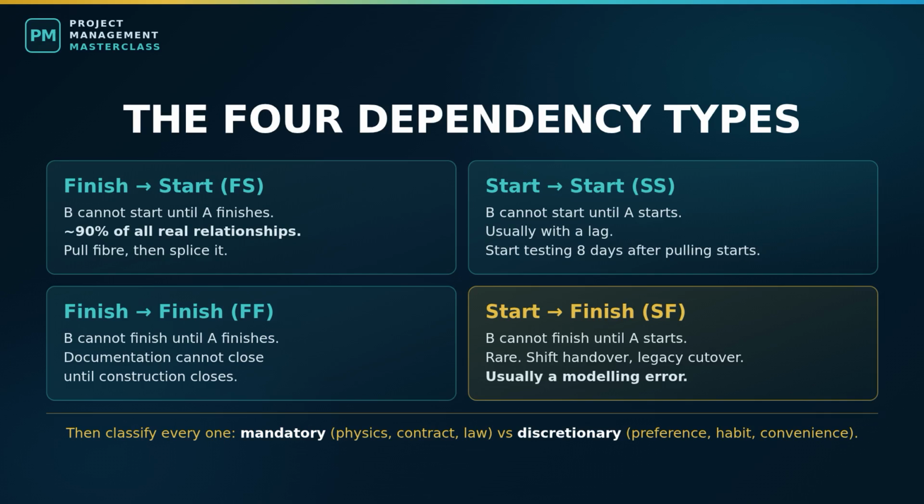External dependencies sit outside your organization: the municipality issuing the road cut permit, the utility approving pole attachments, the regulator accepting your dossier. You do not control these. You can only influence them, and every one belongs on your risk register the moment it appears on your schedule. And internal dependencies are the ones your own organization controls, which means they are the ones you have no excuse for. When a project is late, ask which category caused it. Teams reach for the external explanation every time, because it is the one that is not their fault. The real culprit is very often a discretionary dependency nobody thought to question.